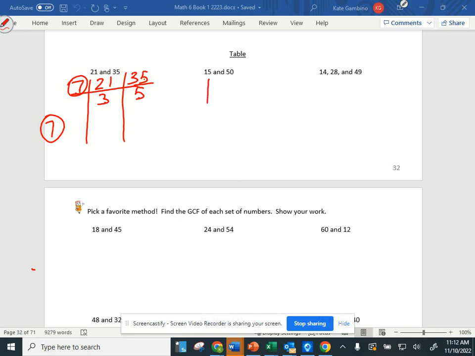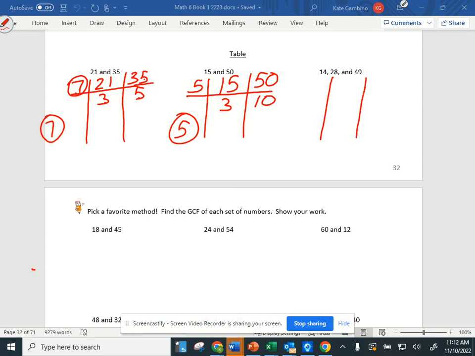Let's look at the 15 and 50. We have to think of what factors they share. What factors do you see? I see a 5 that they share. 5 times what is 15? 5 times what is 10? Is there any other factor that 15 and 50 share? Because 15 doesn't even go into 50. That's the only factor that they share. So our greatest common factor is 50. Sorry, 5. It's been a long day already.